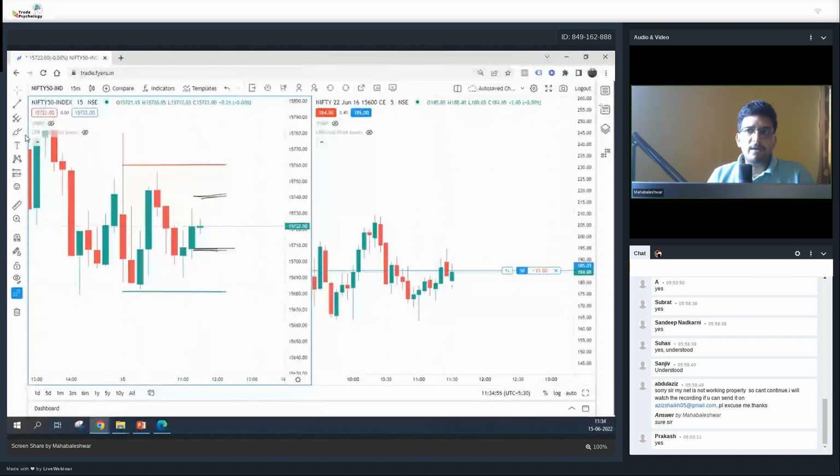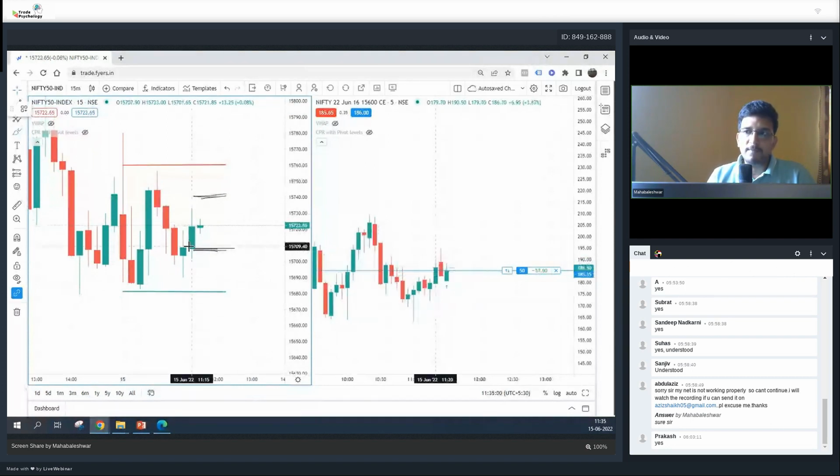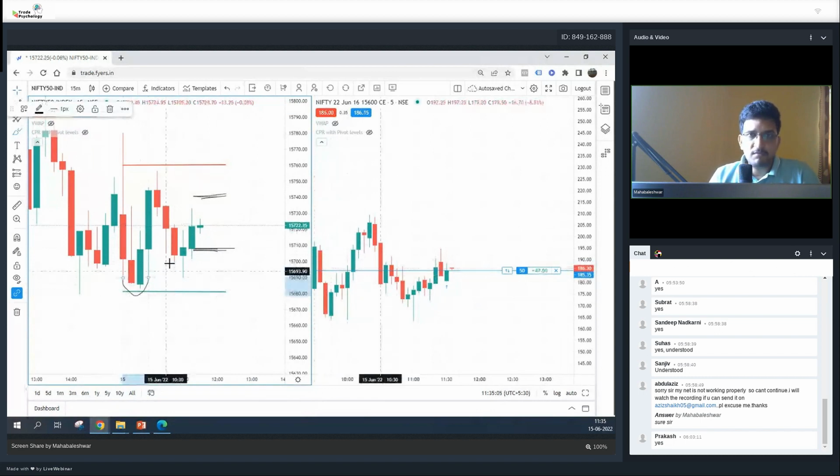So how am I assuming that the market is bullish? I may be wrong or I may be right, but I'm just giving you an idea of how you could make decisions. This is a swing low which was created. This is the first sign. And the swing high, which was created previously, was higher than the one before. So this is a second decision.